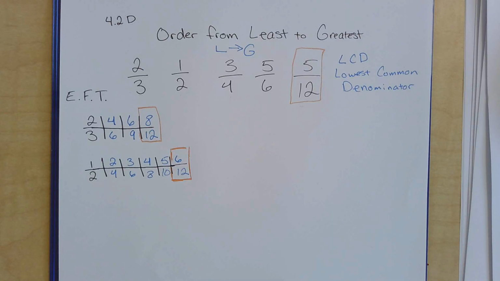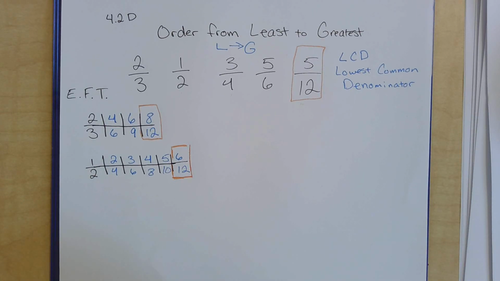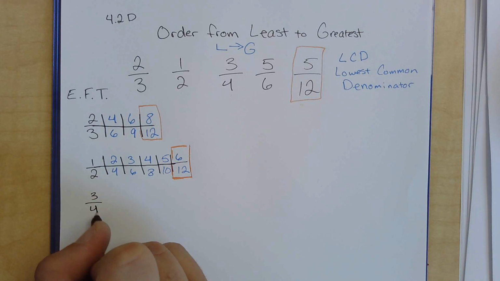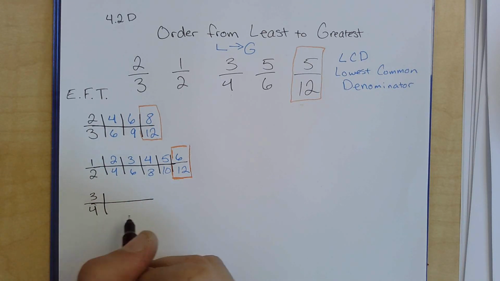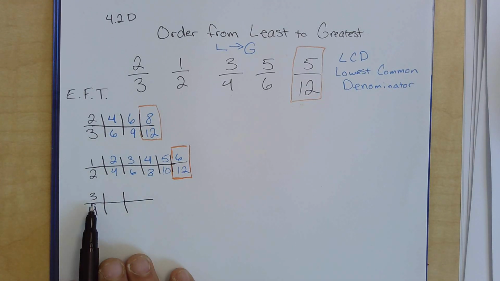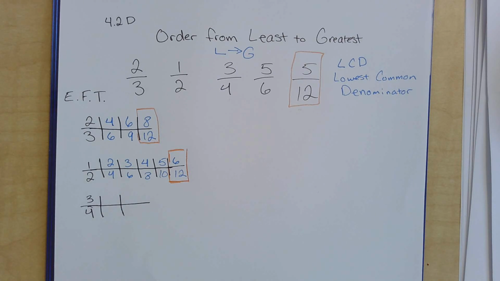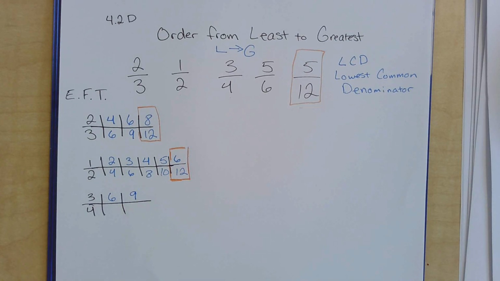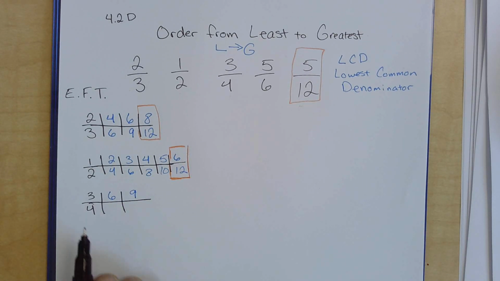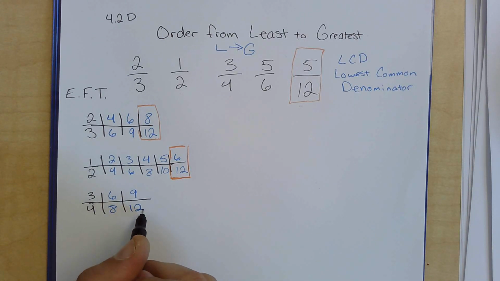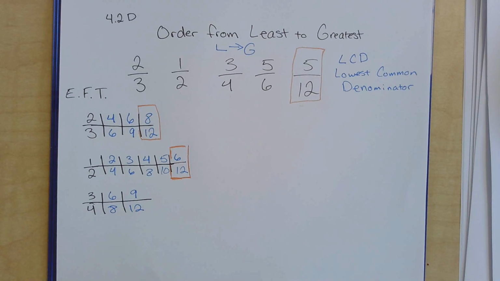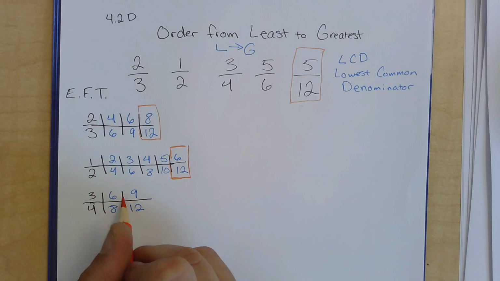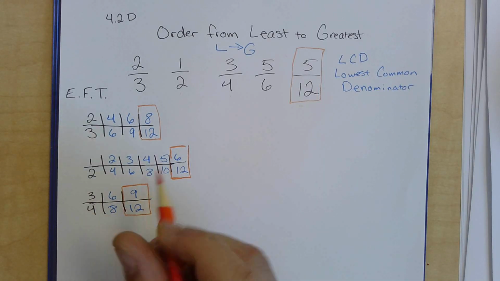I'm going to look at my next one, which is 3/4. I'm going to extend my fraction bar. Skip count by the value of your numerator, which in this case is 3: 3, 6, 9. And skip count by the value of your denominator, which is 4: 4, 8, 12. Again, we found that common denominator, so we can just box that in just like that.